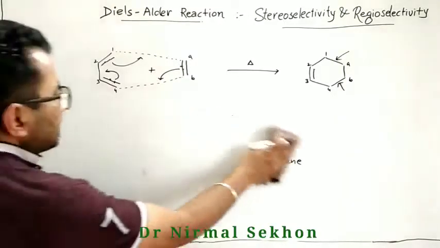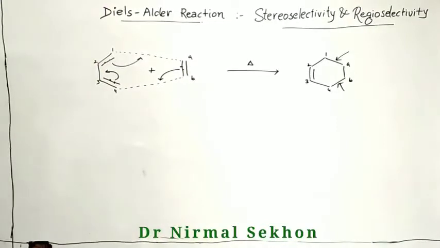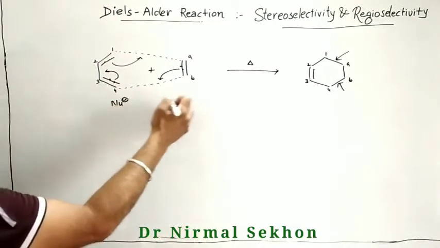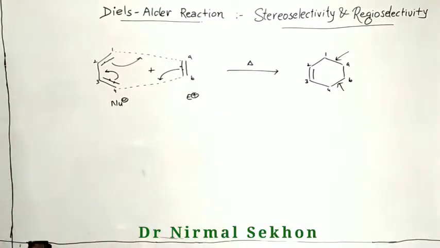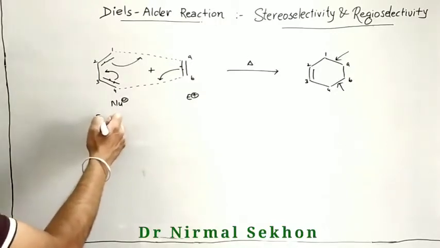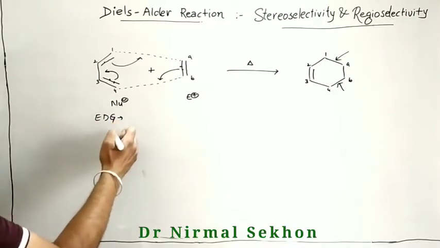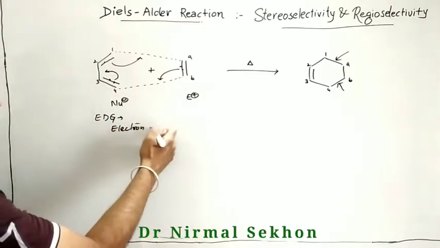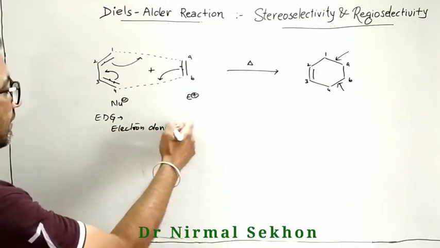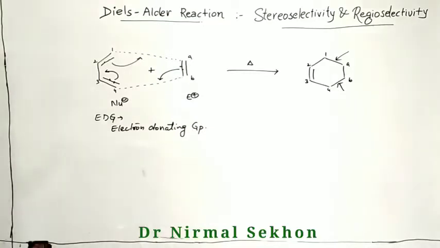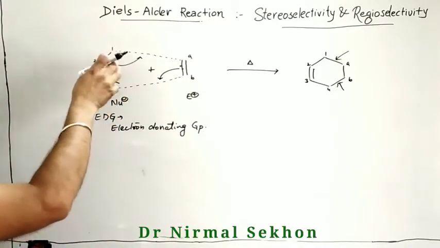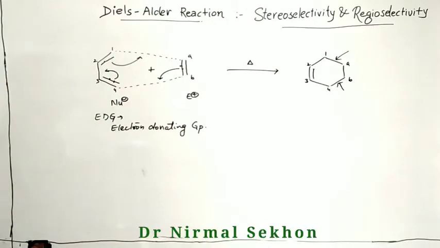Now the next factor which affects the reactivity: we know that this molecule acts as a nucleophile and this is your electrophile. So any group which increases the electron density on this diene, obviously if some electron donating group (EDG) is attached to this diene, its reactivity will increase because it's a nucleophile. The more the electron density here, the more the reactivity. So any group which increases the electron density on the diene increases its reactivity in the Diels Alder reaction.